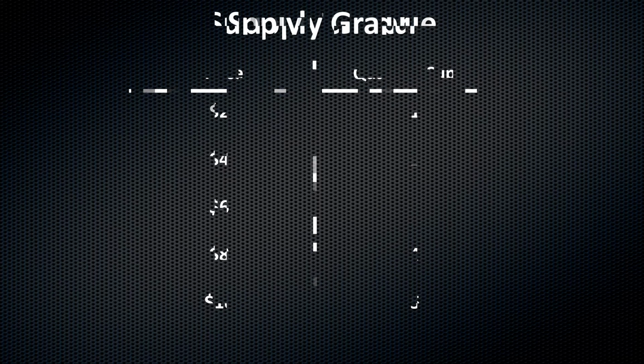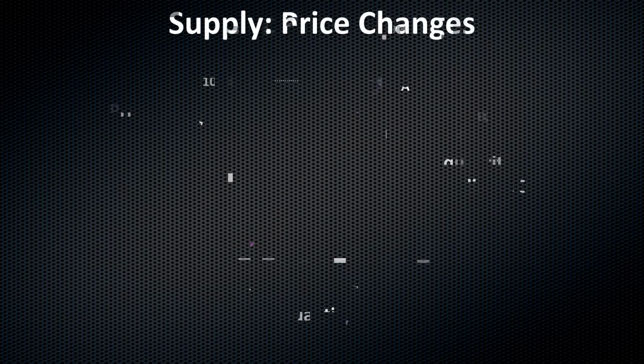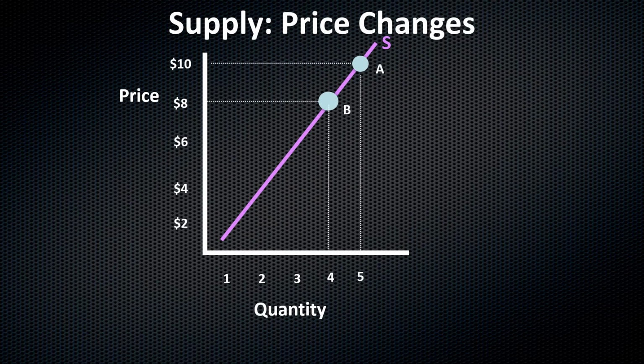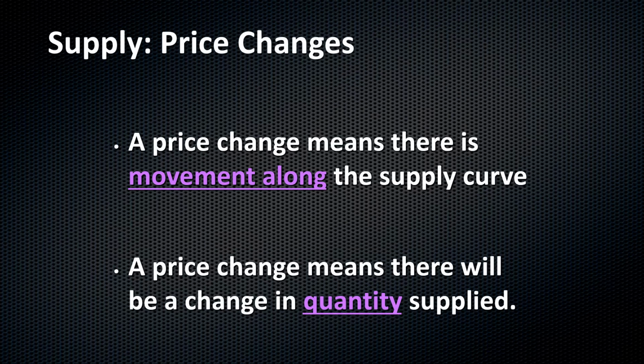Why? There's our graph. At $10, the quantity supplied is 5. The price changes, and you see it moves from A to B. So that means the quantity supplied is going to decrease to 4. What you saw along the curve is that a price change means there's movement along the supply curve. A price change means there will be a change in quantity supplied.